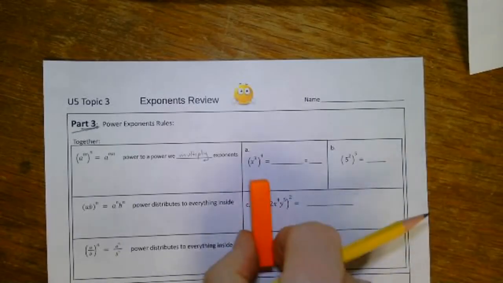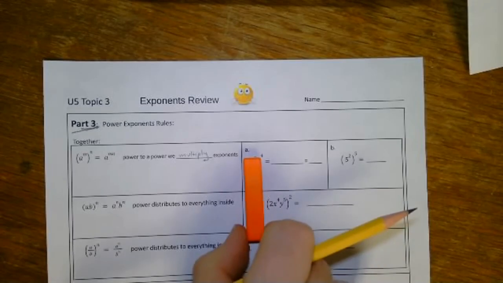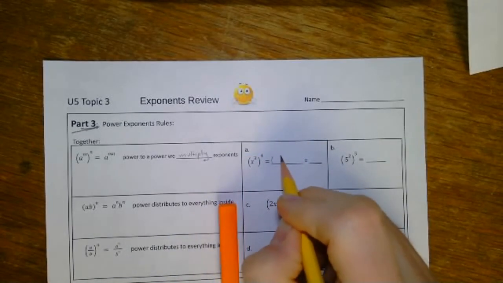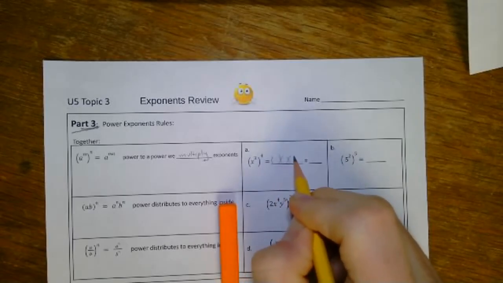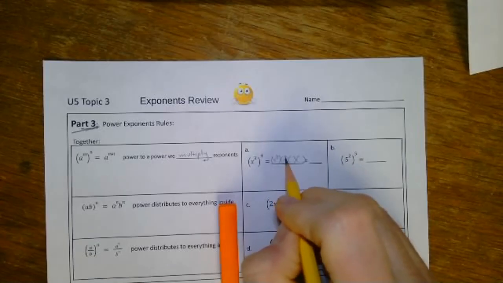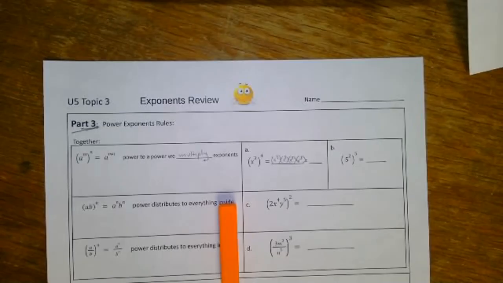What I like to tell kids is ignore what is here. Imagine we can't see what is in there. I know that this parenthesis has a power of 4, which means I'm going to have a total of 4 parentheses. Inside of each of those parentheses was an x to the third. So then the question is, well, how many x's do I have altogether? 3 plus another 3 plus another 3 plus another 3.